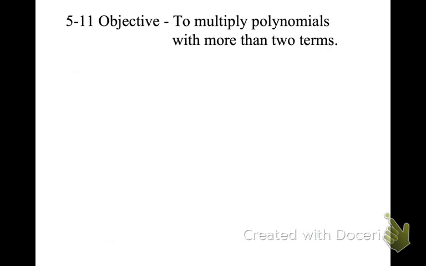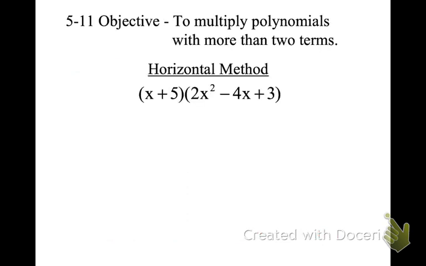All right, let's go to our lesson. Today we're looking at multiplying polynomials with more than two terms. I'm going to show you how to use the vertical method today. I don't use it very often because I feel like it's very time consuming. I kind of do a hybrid of the horizontal method and the vertical method, in that I just keep distributing the way I did.